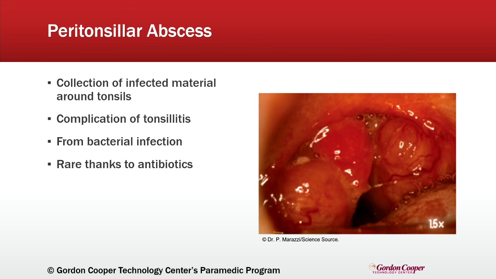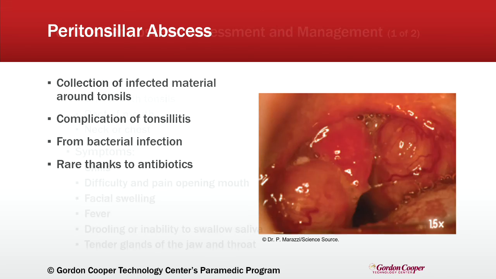A peritonsillar abscess is a collection of infected material around the tonsils. These can go hand in hand with tonsillitis, and it's a complication of tonsillitis caused by a bacterial infection. This condition has become much less common with the use of antibiotics to keep things under control, but it can be very problematic if it gets out of hand.